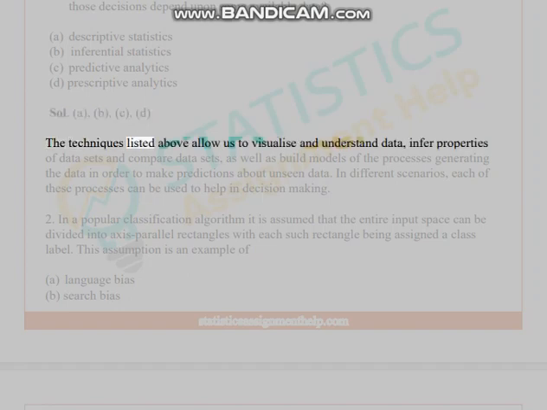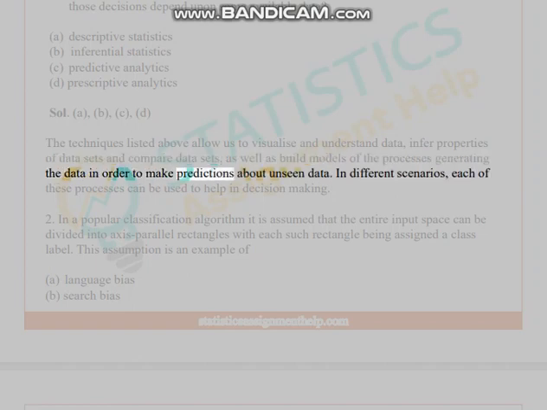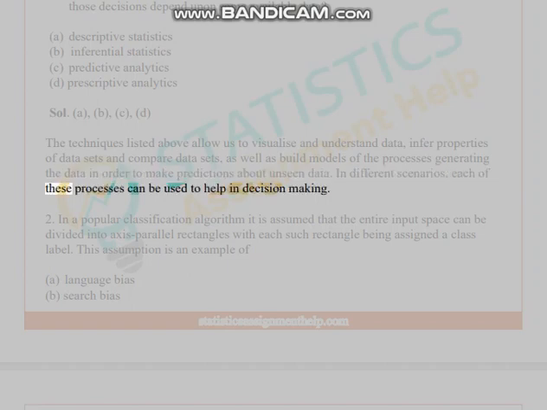The techniques listed above allow us to visualize and understand data, infer properties of datasets and compare datasets, as well as build models of the processes generating the data in order to make predictions about unseen data. In different scenarios, each of these processes can be used to help in decision-making.